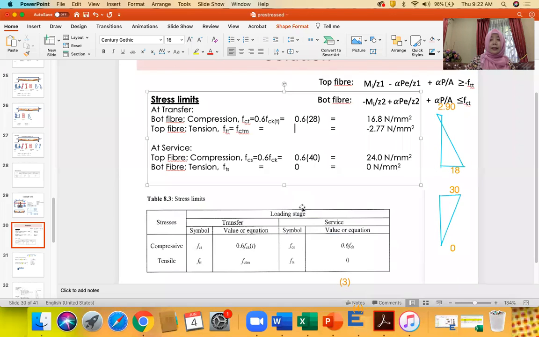Okay, let's see here. This can also be used if you don't have the value, if you don't have the table about FCTM. Okay, I understand. Okay, thank you, Prof.